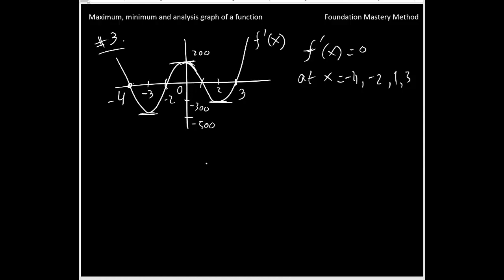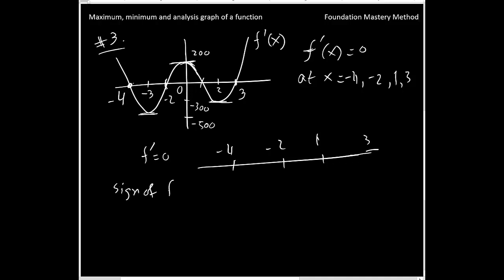So following the same process, we make the line test. First we say f prime is 0 at -4, -2, 1, and 3. Now we need to check the sign of f prime. Remember, this is the graph of f prime. So this portion here is positive value of f prime. So left of -4, f prime is positive.